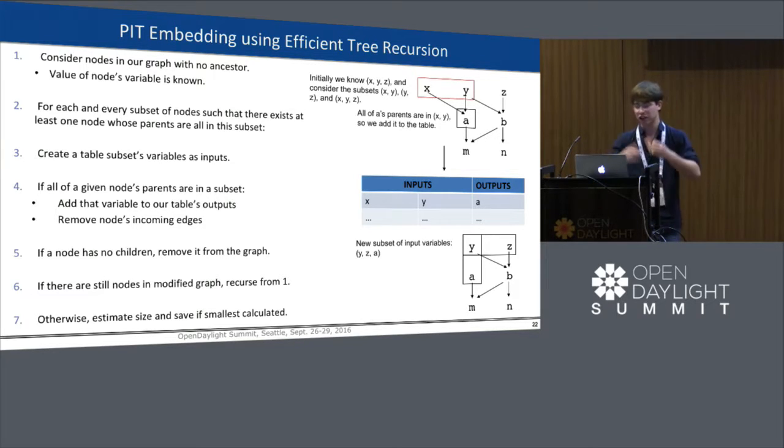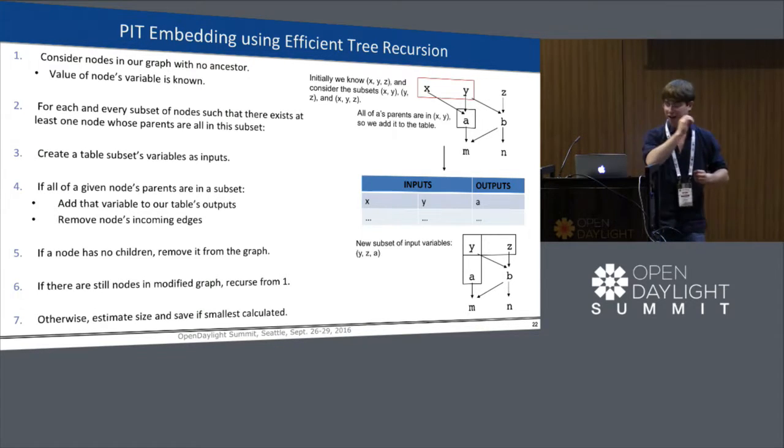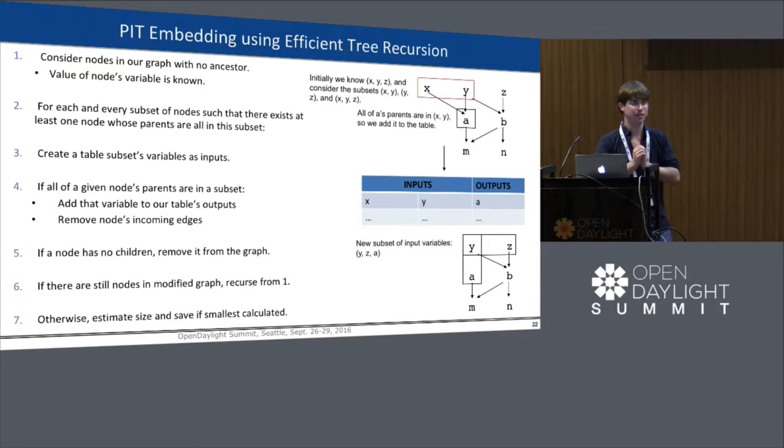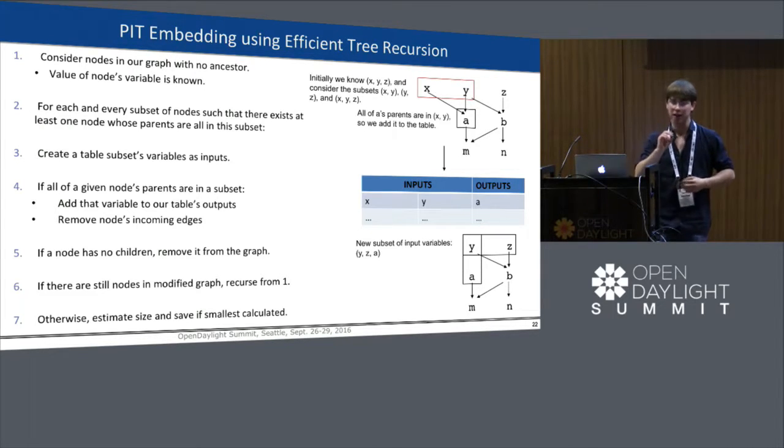If after finishing this process there are still nodes in the modified graph, it means on this particular branch there still are permutations of dependencies which are not accounted for. We cannot calculate every single variable in our graph using the tables at hand, and therefore we must recurse on that graph until we can. Otherwise, we now have a series of tables at the end of that particular branch of recursion. We estimate the table size, and we save that particular set of tables if it's the smallest calculated.